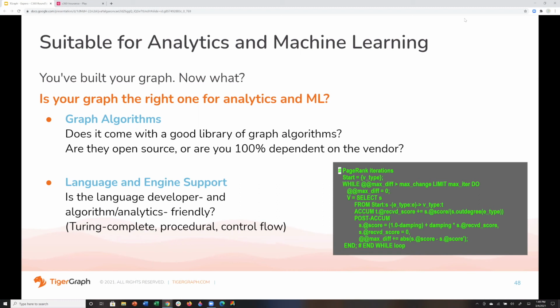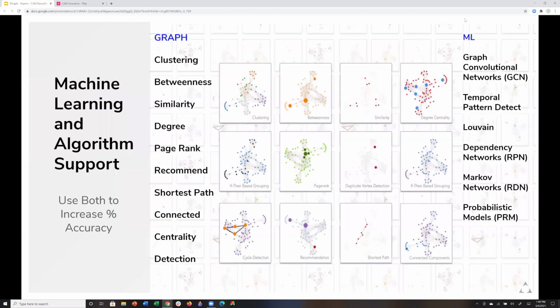So I've got a couple more slides, and then we'll wrap up and take your questions. So this is just repeating one of the earlier slides listing out some of the algorithms and some of the machine learning techniques that might come into play, and you're going to want to see, does your platform handle these efficiently?